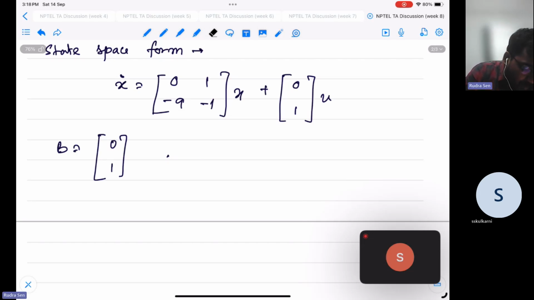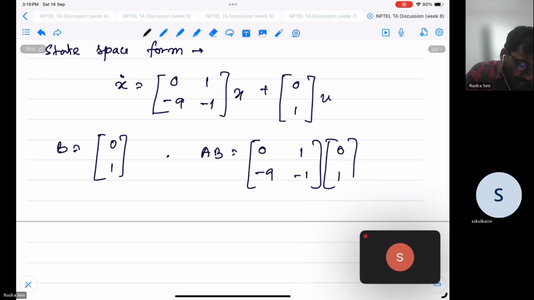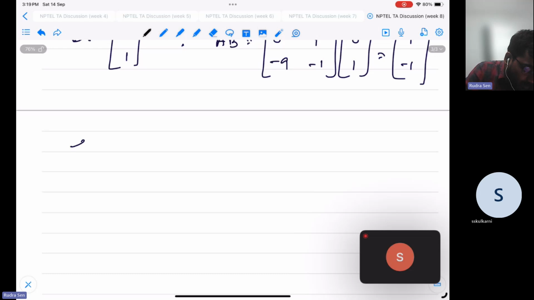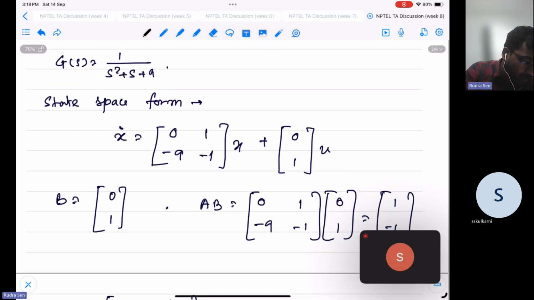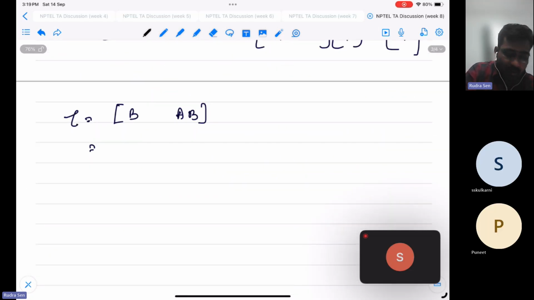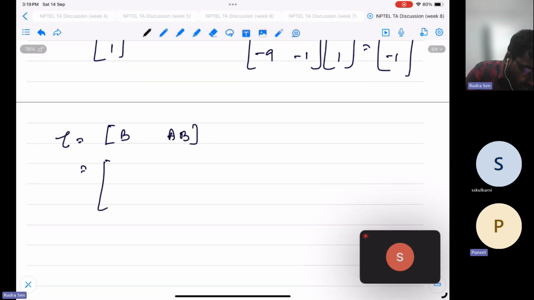So this is B, and now we have to find AB because we need to find the controllability matrix. So AB is this, which gives 1, -1. We need the controllability matrix, that is B and AB, because we have to find the feedback control law. We are going to find the feedback control law using Ackermann's formula. So this is 0, 1, and this is 1, -1.